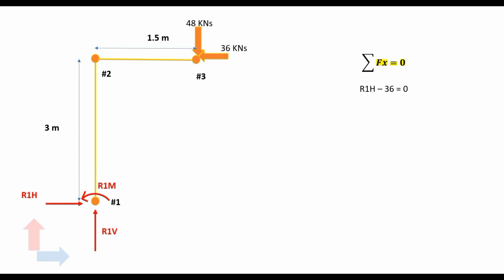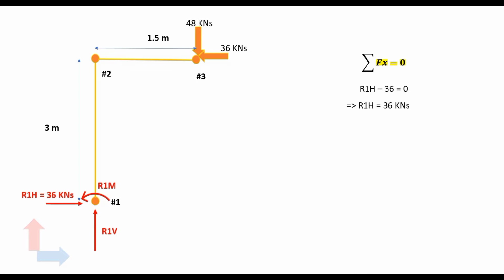So this would mean that R1H would be positive, and 36 kilonewtons will be taken in the negative sense. So if we sum that up, it would be R1H minus 36, and the summation has to be 0, which means that R1H would be 36 kilonewtons. Now, R1H equal to 36 kilonewtons is a positive value, and thus the direction of the reaction R1H that we have assumed is correct. So we can now write R1H is equal to 36 kilonewtons.